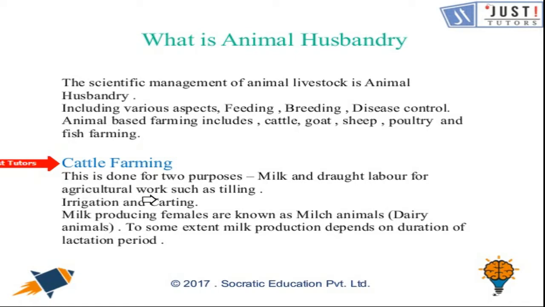This is done basically for two main purposes: milk and draught labor for agricultural work such as tilling, irrigation, and carting. So, milk producing females are basically known as milch animals or dairy animals. To some extent, milk production depends on the duration of lactation periods of the same females.